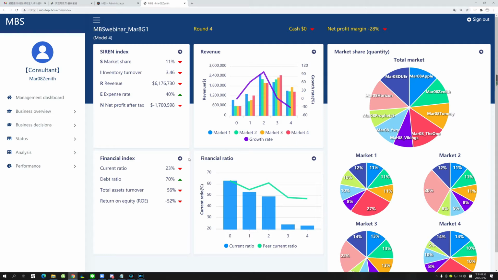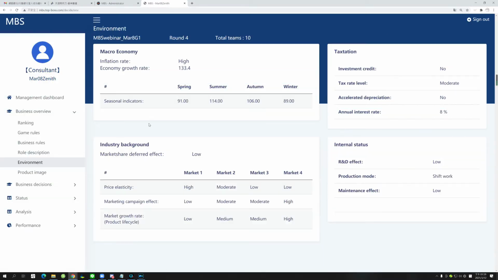In the business operation environment, you can see that there are the seasonal indicators. And in here, you can find the index of which quarter has the best rate. And in the industry background, you can see which market has the high or the low rating. And it seems that most of you know what to look for.